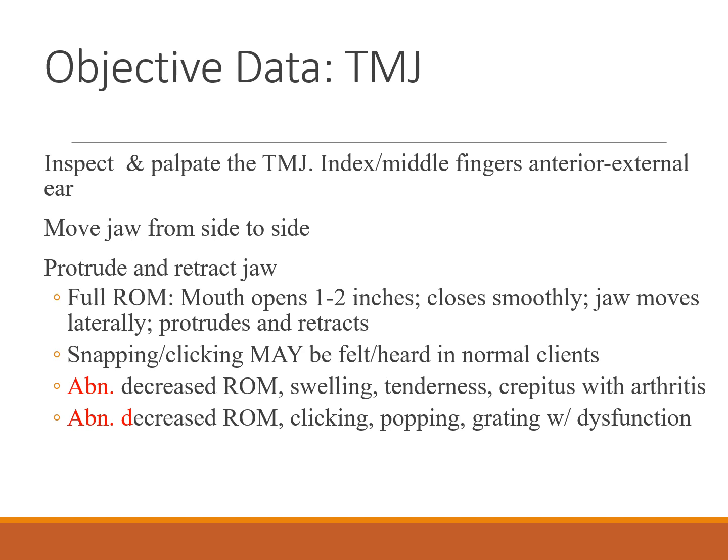So know that the full range of motion is that the mouth opens 1 to 2 inches. Snapping and clicking may be heard, but the abnormal finding is that there's pain and decreased range of motion. So that would be something that you would identify as an abnormal finding.